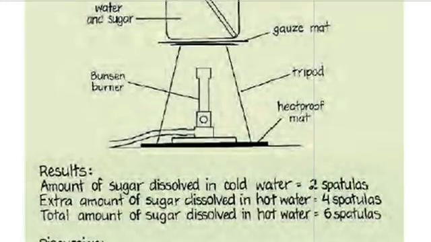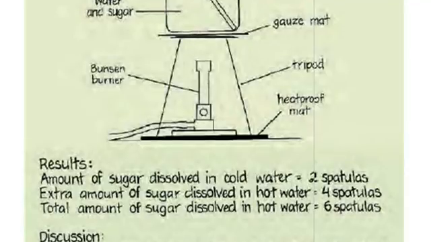There's a small section of results. Because they've only got the amount dissolved in cold water, the extra amount dissolved after they've heated the water up, and the total amount, they haven't had to really put a table of the results because they've only got 3 numbers. They've just listed what they are.